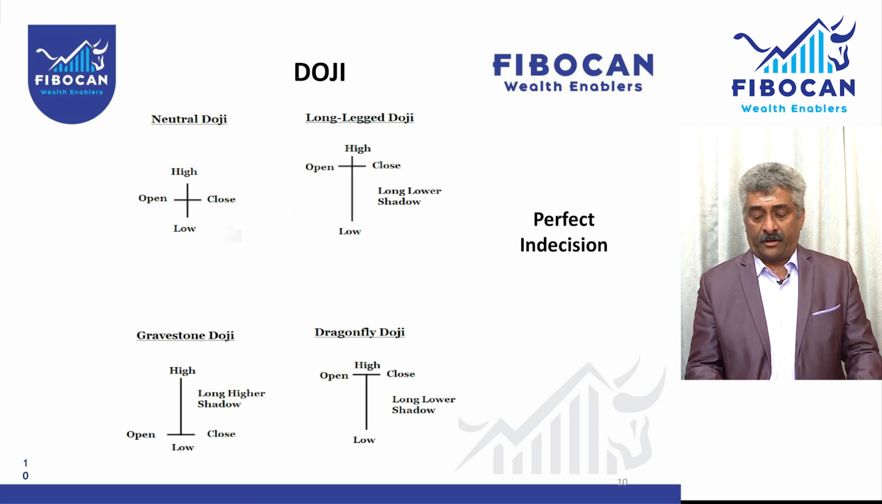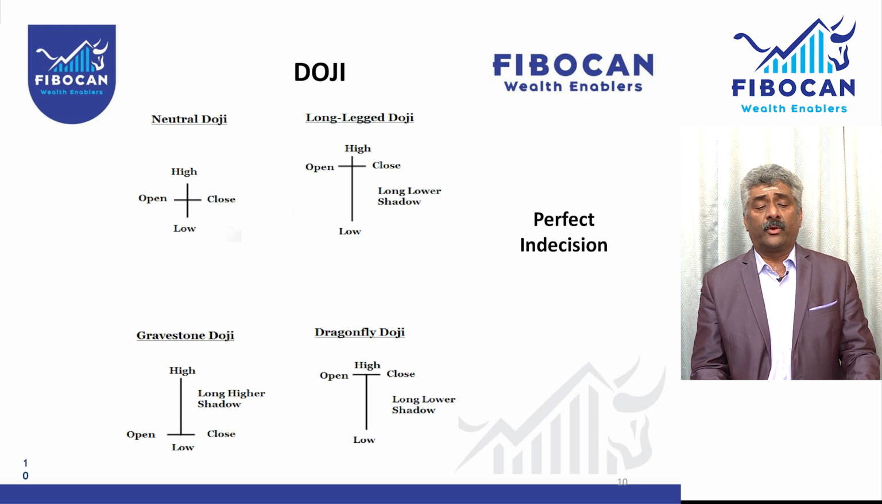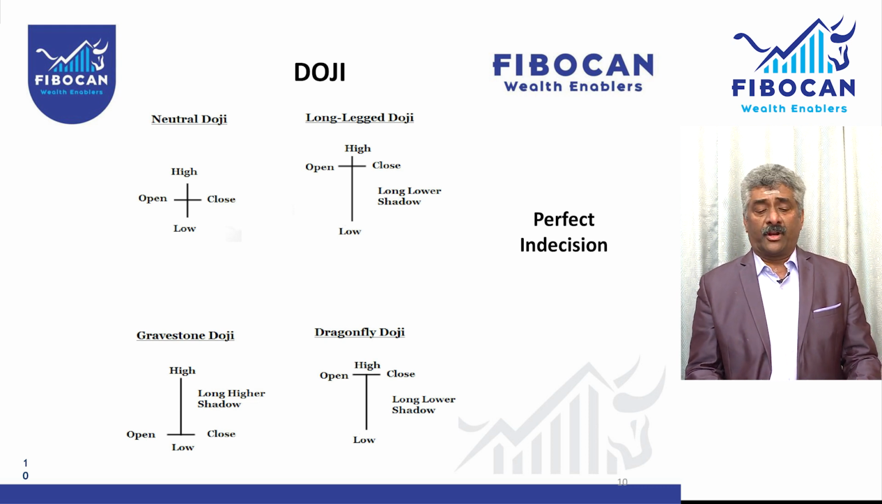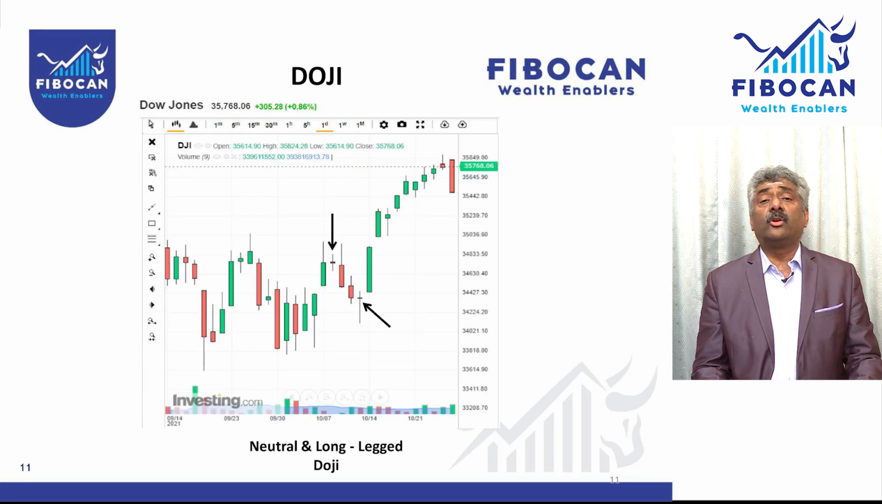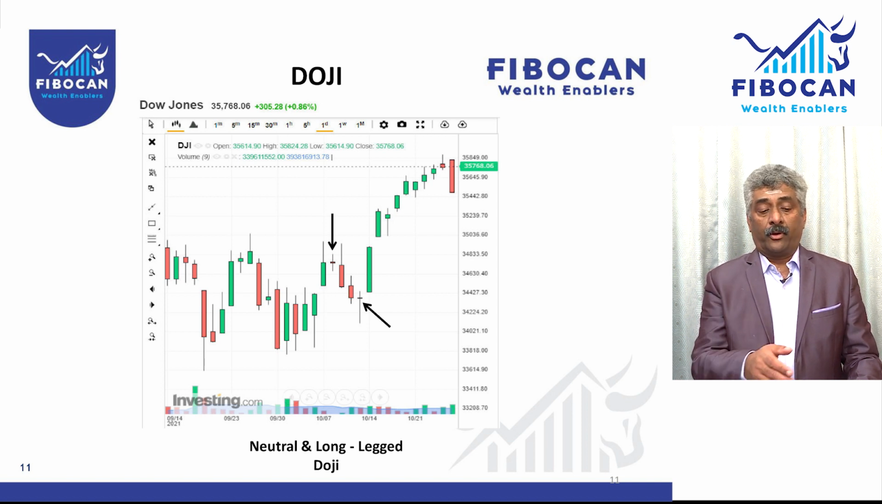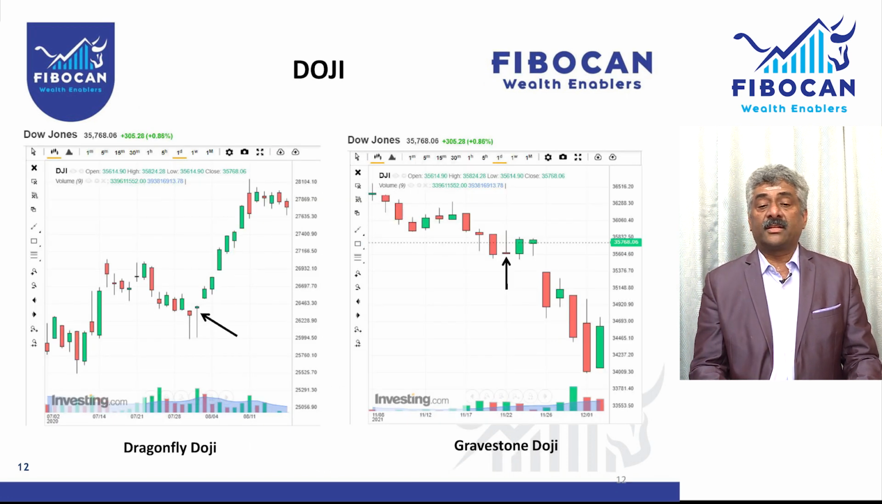That's very important. So in slide 11 you can see the example of the neutral and long leg doji. You can see 2 arrows that we have shown, neutral and long leg doji. I am going to slide 12 where you are seeing an example of dragonfly doji and gravestone doji. I hope you are able to see that, right? Dragonfly on the left hand side and gravestone on the right hand side, right? Let's move on.